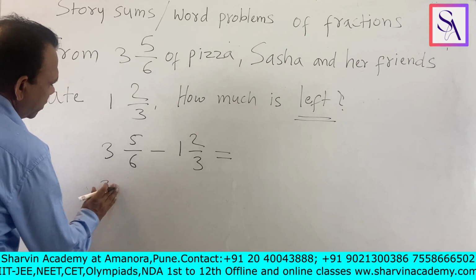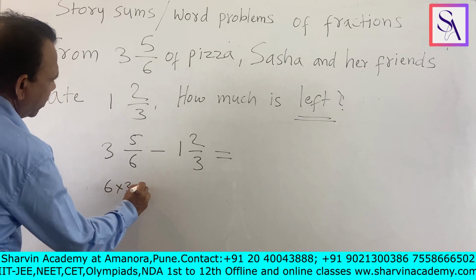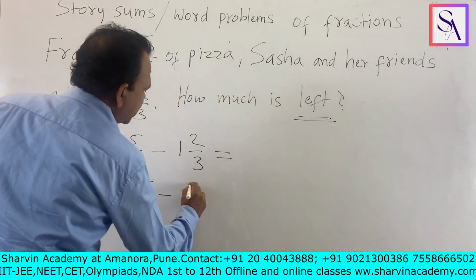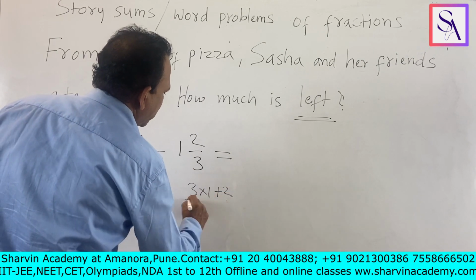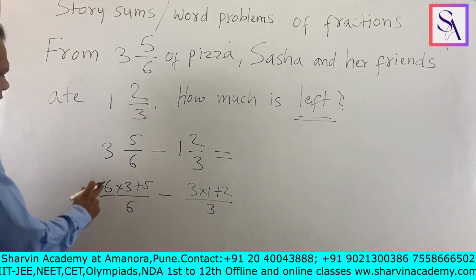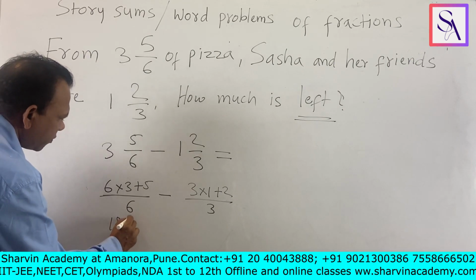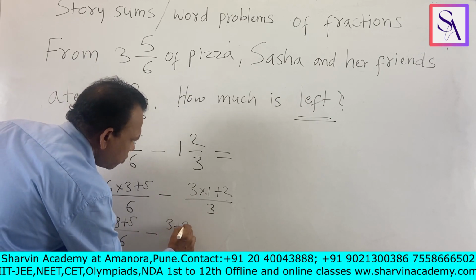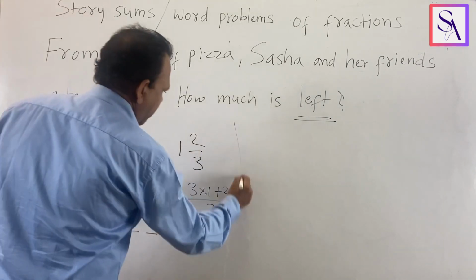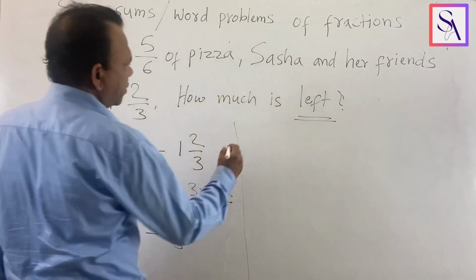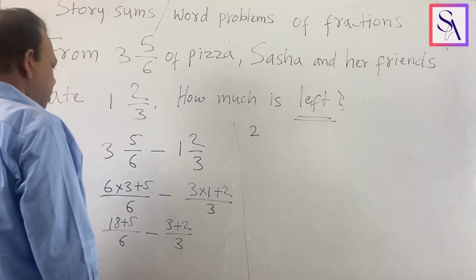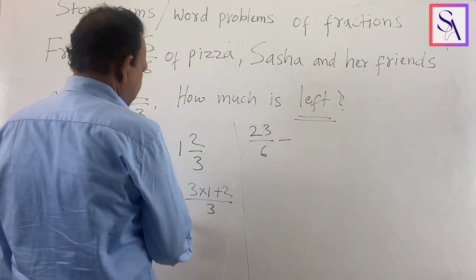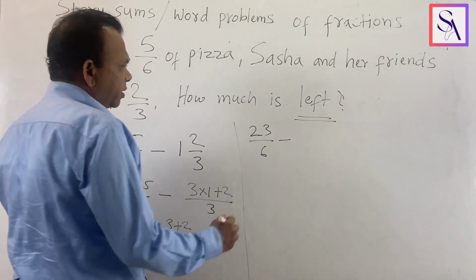So how to convert? (6 into 3 plus 5) divided by 6 minus (3 into 1 plus 2) divided by 3. 6 3s are 18 plus 5, divided by 6, minus 3 ones are 3 plus 2, divided by 3. If I solve here, 18 plus 5, 23, right? 23 by 6 minus 3 plus 2, 5 by 3.